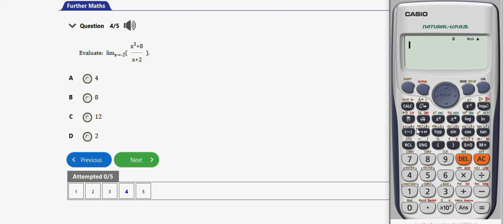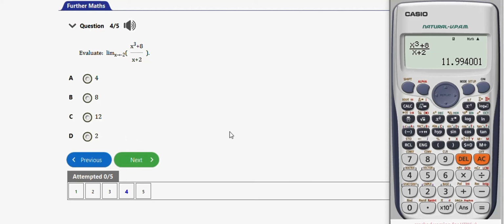So let's input the function. We have x cubed, then we have plus 8 over x plus 2. So that's it guys. Let's press equal to see the output. We have it to be 11.99, so 11.99 is equivalent to 12 when you approximate. So the right answer is option C. It's as simple as this.